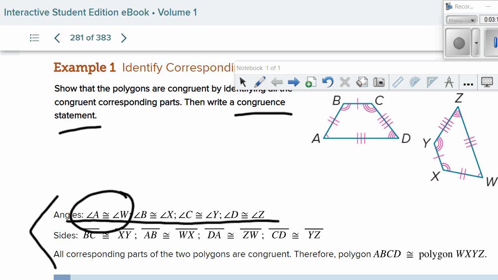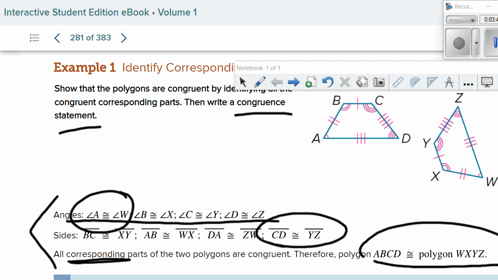Same kind of issue here with the sides too. If you look at this example, CD is the same side as YZ, and we kept the order. C was on top, went down to D. If you rotate that second trapezoid, Y is on top, and you draw it down to Z. So we just got to make sure we're keeping the term corresponding in mind when we write this. After I've written all that, so I've proven all the angles are equal, I've written all the sides are equal, I can then come down and say that in this case, trapezoid ABCD is congruent to trapezoid WXYZ.